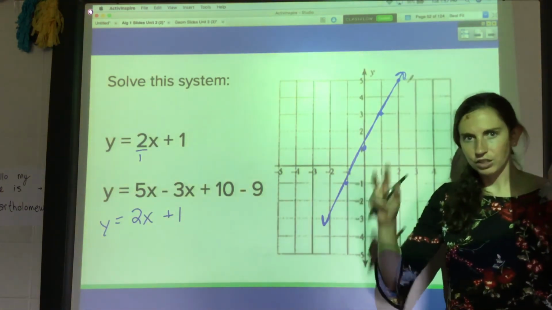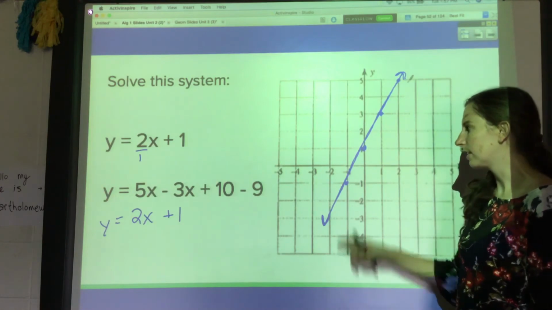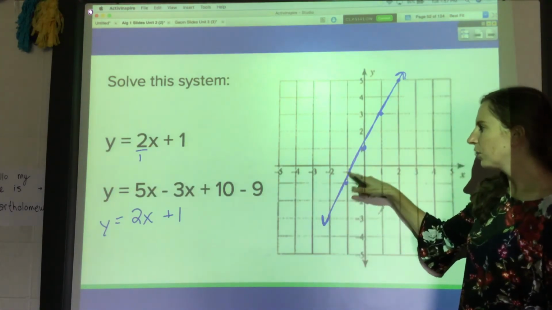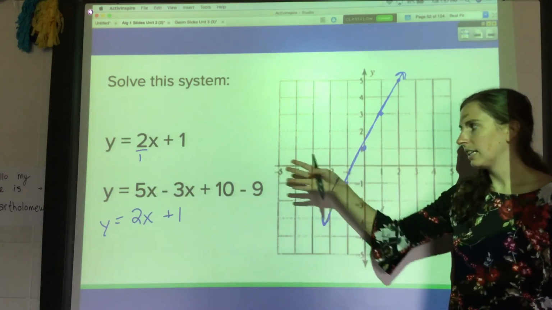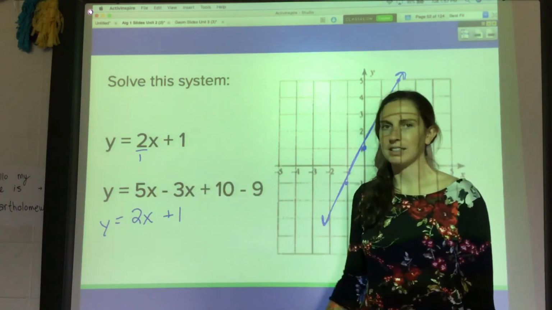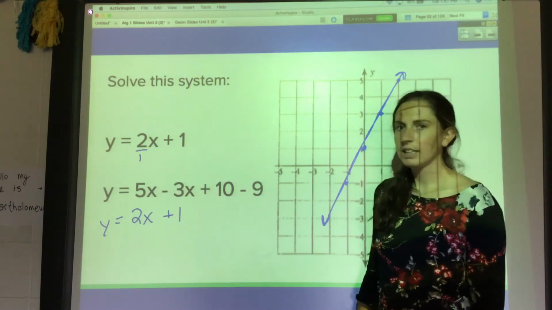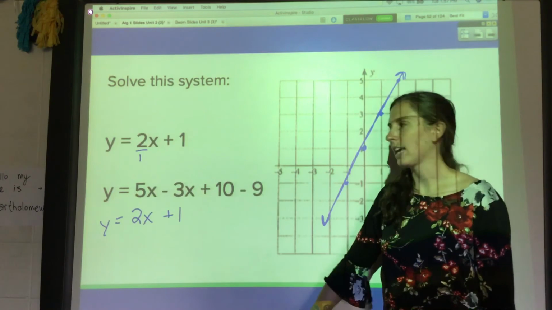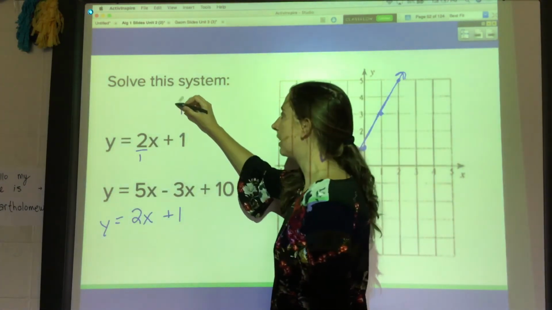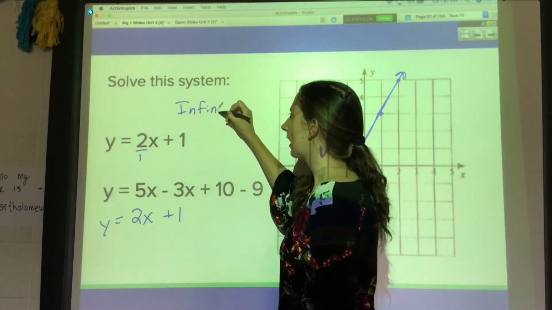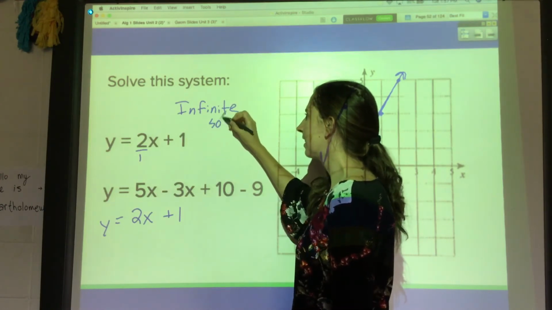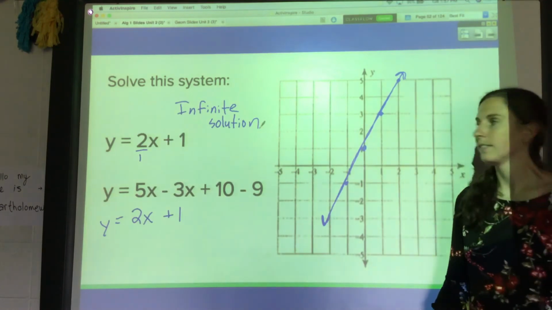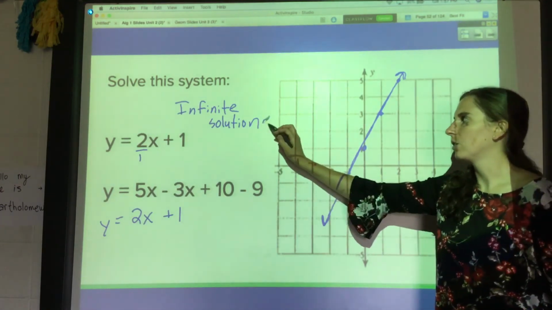So what is the intersection here? Well, the intersection is literally the entire line. So every single point on this line is a solution to both because they're the same equation. So basically the solution is anything on this line. And what we typically say in this case is that there are infinite solutions. I can't list them all, there's infinite. It's everything on the line because they're actually just the same line. So there are infinite solutions.